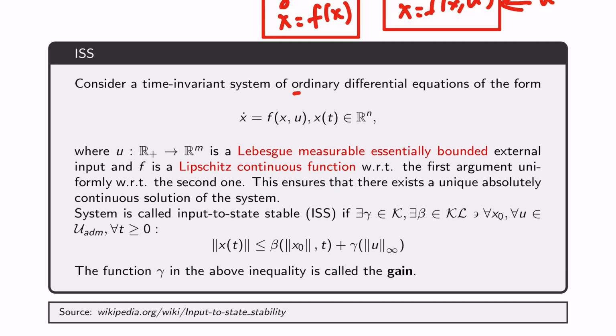All right, so basically we have a dynamic system, and f is before f, this u is the best measurable, essentially bounded external input.